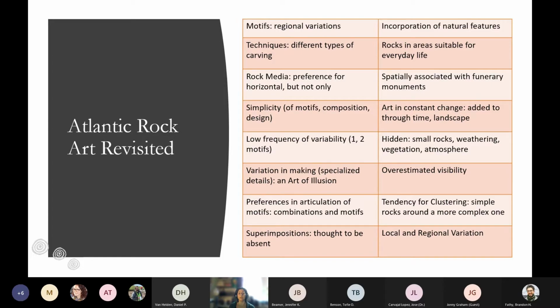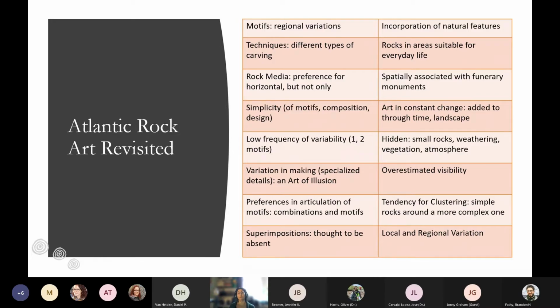And also this idea that motifs are not static, but they take specific positions on the workspace and interact with each other as well as with the rock surface. There are preferences in the articulation of some motifs with each other, and also the incorporation and the transformation of natural features is effectively an intrinsic characteristic of Atlantic art. In fact, this may well be one of the essential criteria to select the rocks to carve, if the artist needed specific natural features to create their motifs and their compositions.